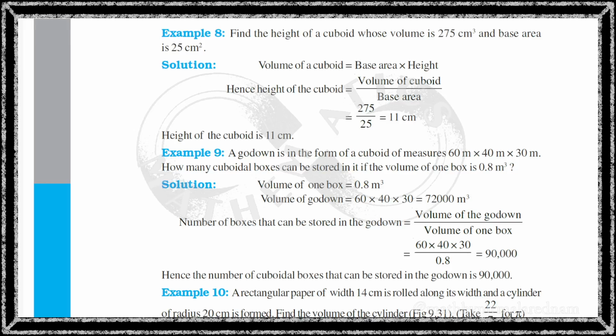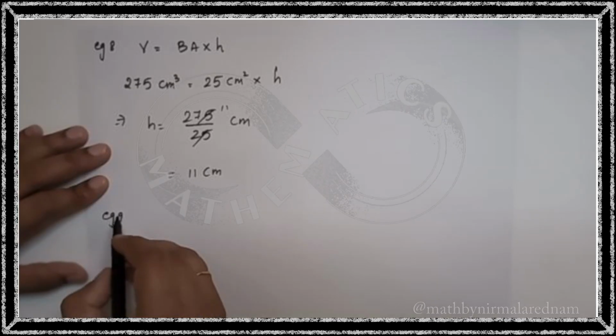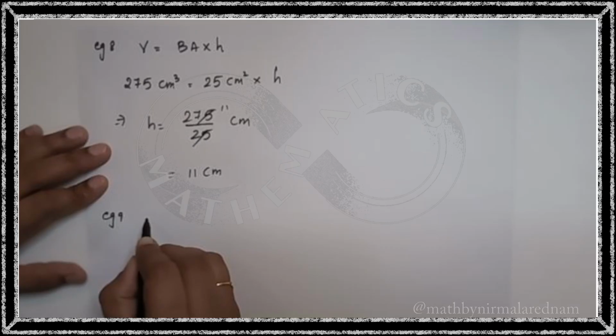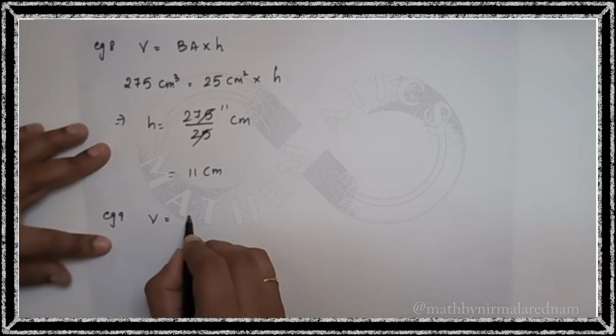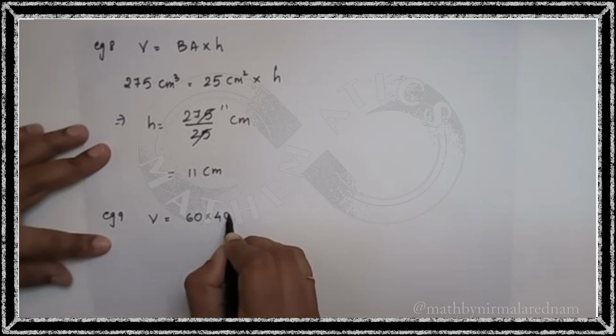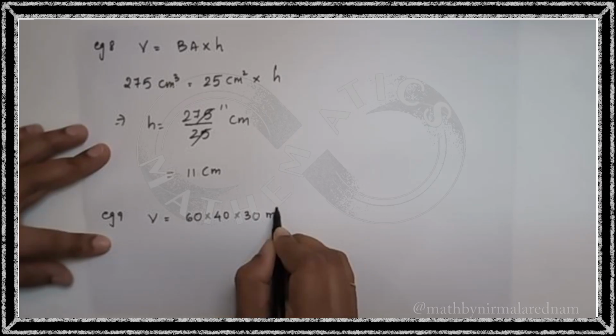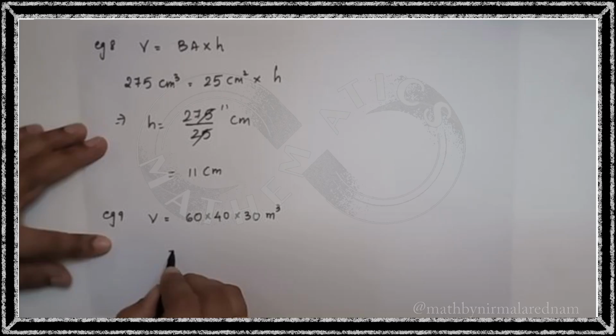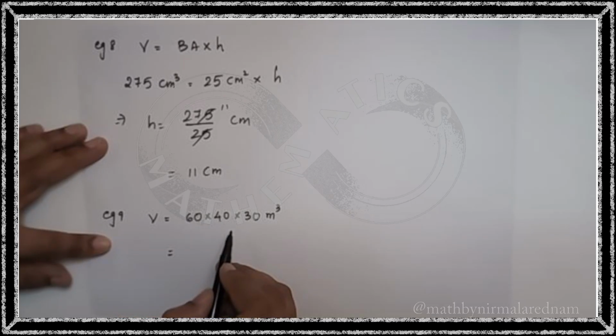A godown is in the form of a cuboid of measurement 60 by 40 by 30. How many cuboidal boxes can be stored in it if the volume of one box is given? So you know the capacity of the cuboid from its dimensions, and also you know the smaller cuboid box volume is given to you. Now what we are going to do is, first we are going to find the volume of the cuboid, right? 60 by 40 by 30 meter cube.